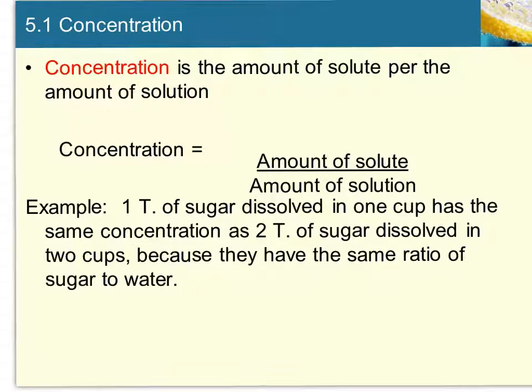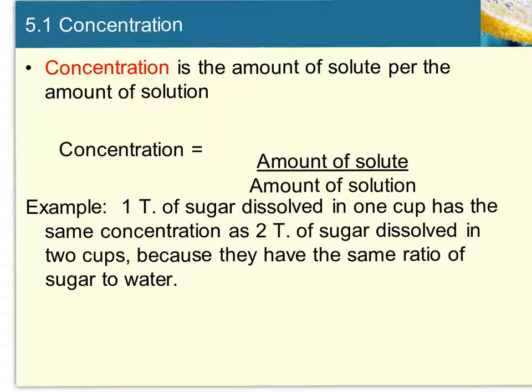It's a relative term. It means the amount of solute per the amount of solution. Your solute is the thing that you're trying to dissolve, and the solution, often known as the solvent, is the thing that you're dissolving it in. So for example, if I were making a glass of iced tea, I would use iced tea powder. That would be the solute, and my water, what I am dissolving it in, is the solvent, which results in a complete solution.